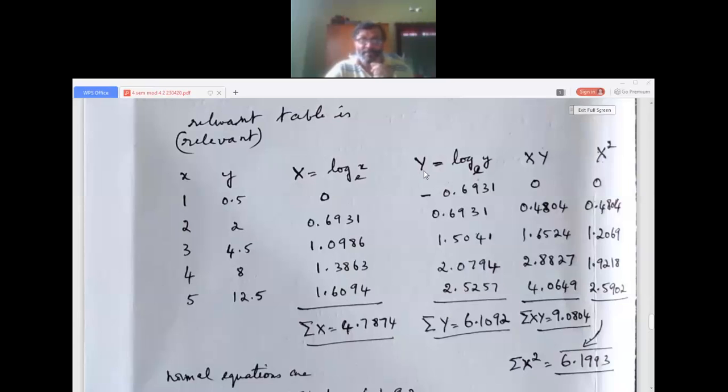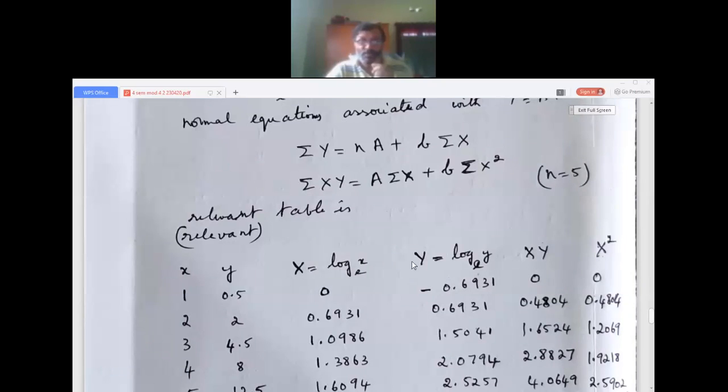Then you find capital Y, that is log y base e. Capital Y is equal to log of small letter y base e. So log 0.5 base e, you will get minus 0.6931. Log 2 base e, 0.6931. Log 4.5 base e, 1.5041. Log 8 base e, 2.079. Log 12.5 base e, 2.5257. Then sigma y, that is 6.1092.